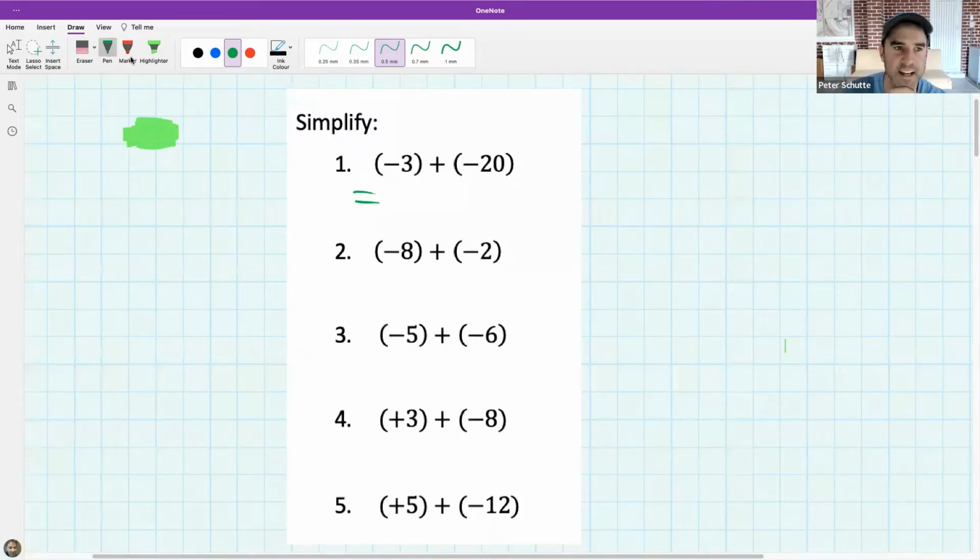So what I'm really interested in knowing initially is just the plus minus thing. How do we deal with that? And for the first one, I'll give you a little hint. So -3 plus -20, we first have to deal with the plus minus when the signs are touching, basically.